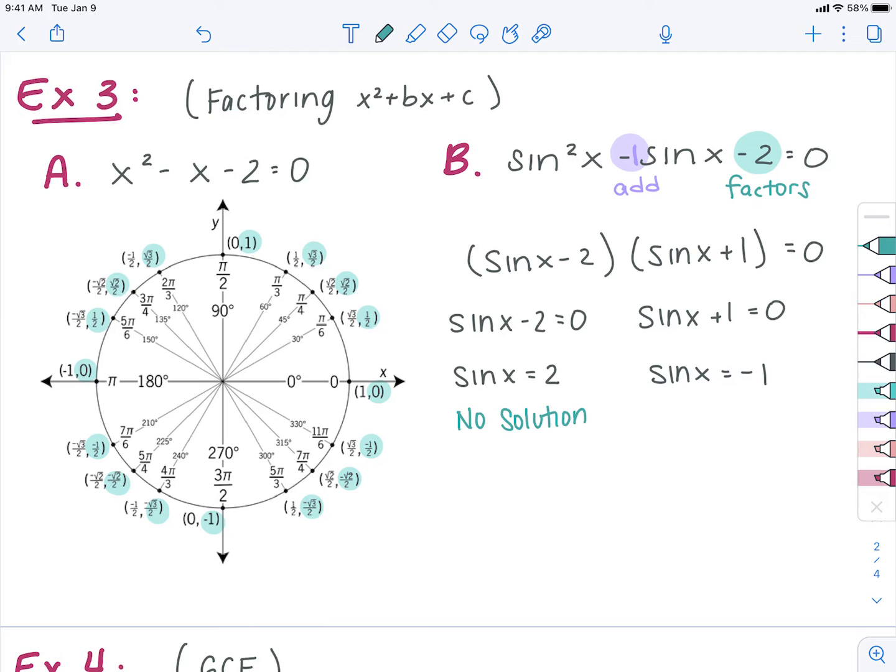But we can still get an answer from sine of x equals negative 1. So now where sine of x equals negative 1, we want to know, where's our y value negative 1? So I'm just going to look around my circle, and I see my y value is negative 1 down at the bottom, which is my radian value for 3 pi over 2. So the only answer I'm getting here is that x can equal 3 pi over 2.